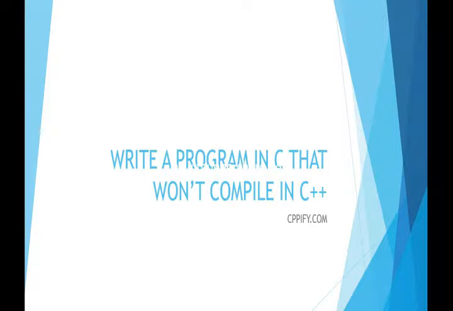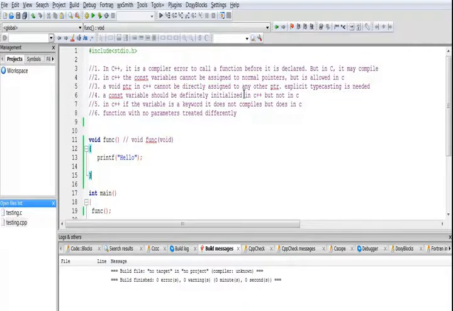Here we mostly discuss interview questions you might face during a C++ technical interview. My today's pick would be: write a program in C that won't compile in C++. This is one of the most frequently asked questions, and what the interviewer expects here is whether the candidate is actually aware of the difference between C and C++ code. So let's quickly move into the topic.